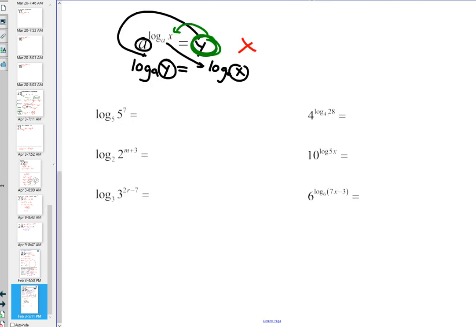So can you use that logic to, in 30 seconds, finish the rest? What are we going to get on the next one here? That cancels out to 7. What do we get on this next one? F plus 3. What do we get on this next one? 2r minus 7. How about this one here? Plus 28. What do we get on this next one? Because the 10 and the log cancel out, 5x. How about this next one? When the base of the log matches the base of the exponent, they cancel.